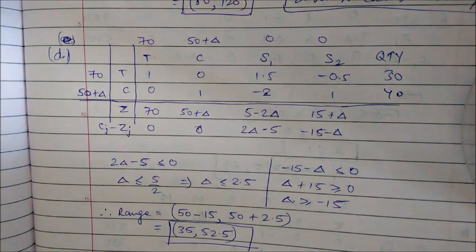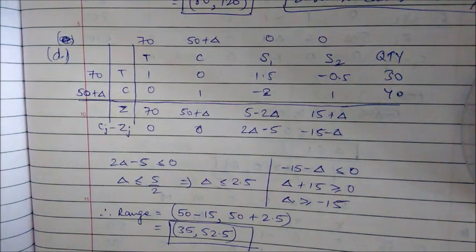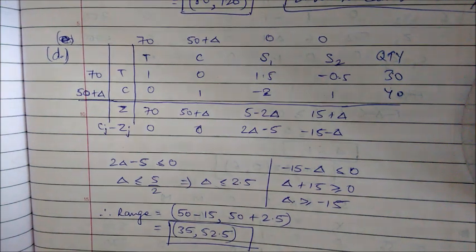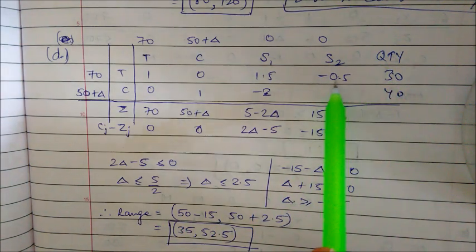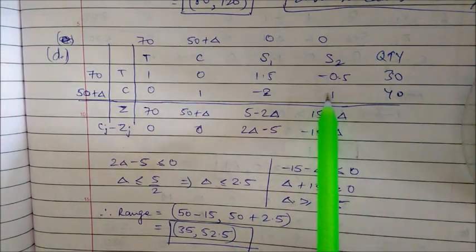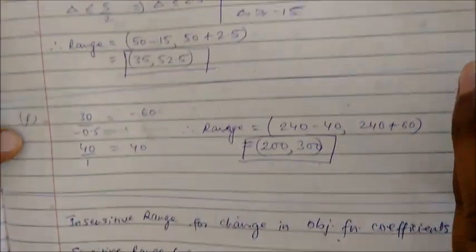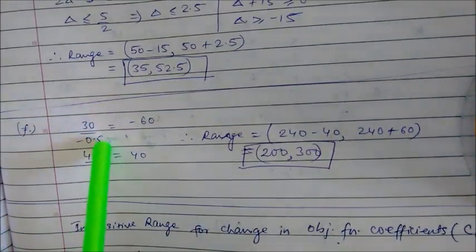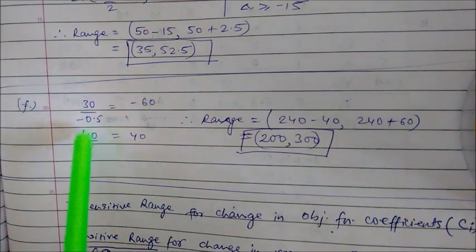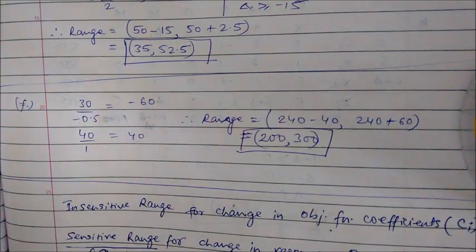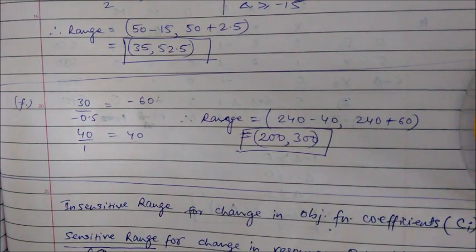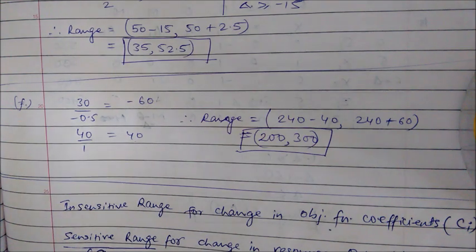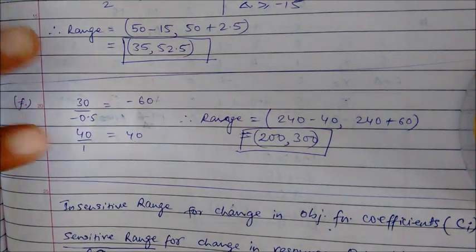So the carpentry department was the second constraint, and S2 was the variable pertaining to the second constraint. That's why in this case we'll find the ratio of 30 to minus 0.5 and 40 to 1. So I've calculated it over here in the F part. It is basically 30 by minus 0.5, which will be minus 60, and 40 by 1, which is 40. So the least negative and the least positive, as there are only two values in this, we do not need to compare any values.